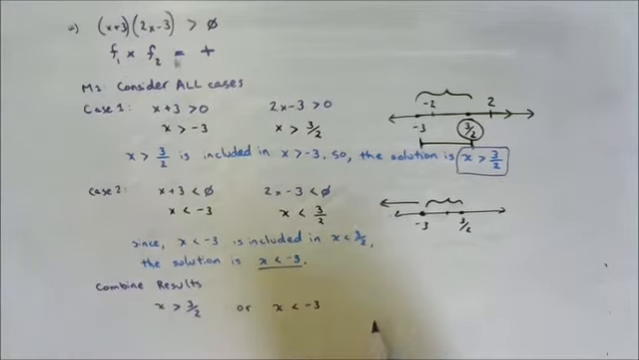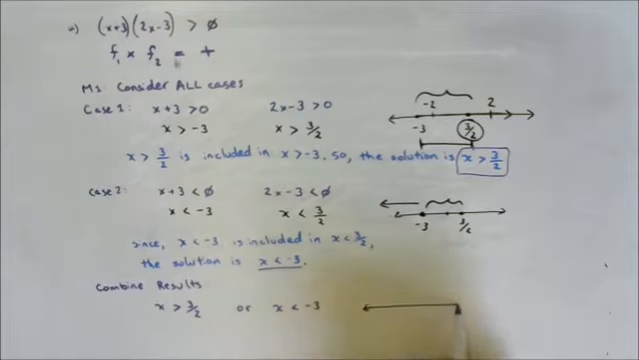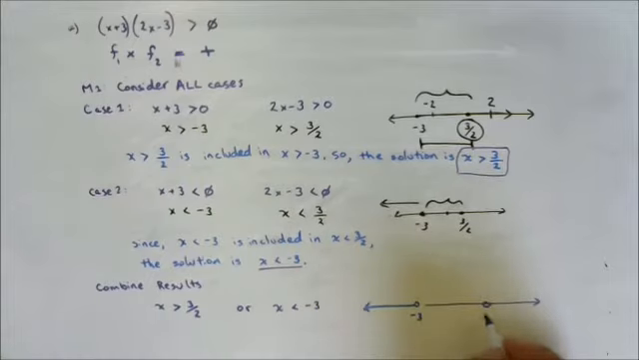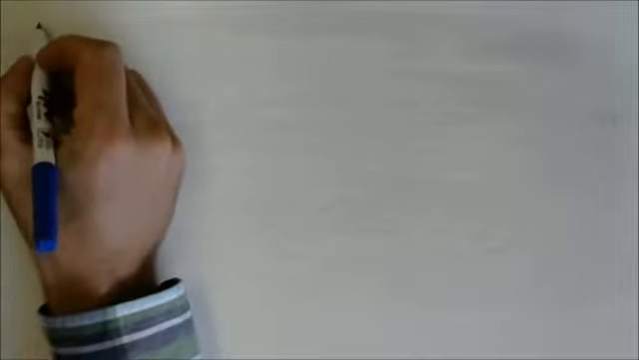So how would we express that on a number line? Might look something like this. We've got x to the left of -3, not inclusive, so we've got an open circle, and we have 3/2 here, exclusive, and x to the right of 3/2. Okay, that was one method, the method of considering all cases.